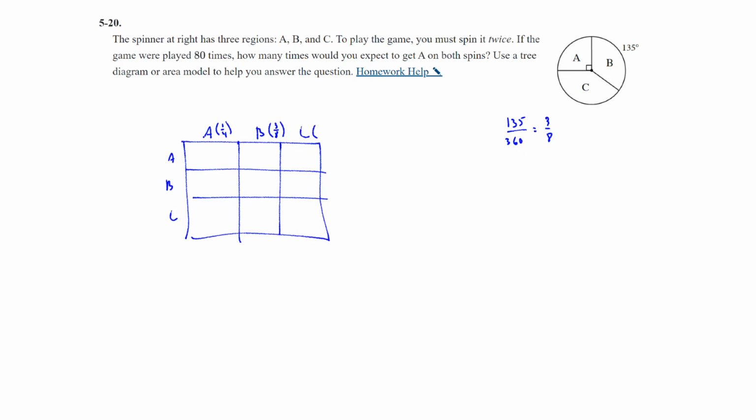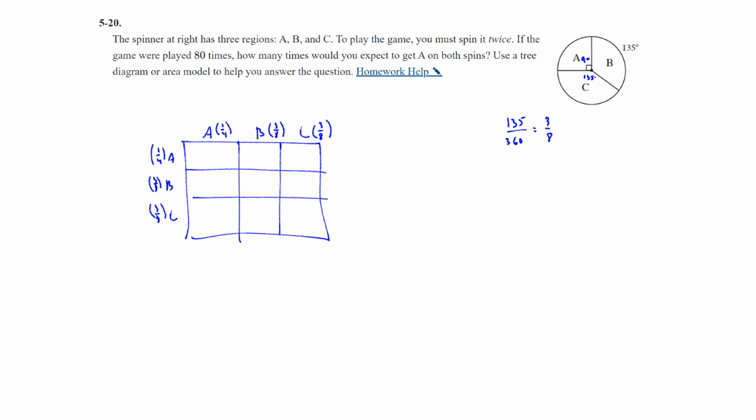And then C, we could figure out, it looks like it's 3/8 again, but to make sure, this is 90 degrees. So if you take 360 and you subtract 90 and you subtract the 135, you get 135. So C is also 135, but we did want to verify that. We didn't want to assume it. So we got 1/4, 3/8, and 3/8. Same thing on the other side, 1/4, 3/8, and 3/8.